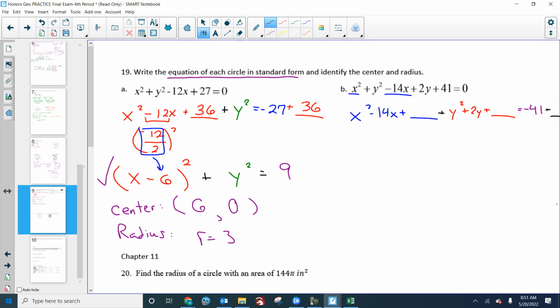All right. Now we have to add the blue number and add the red number. I ran out of room, but those will both be over there. Negative 14 divided by 2 is negative 7. So isn't that what goes in here? But when you square it, you get 49, right?